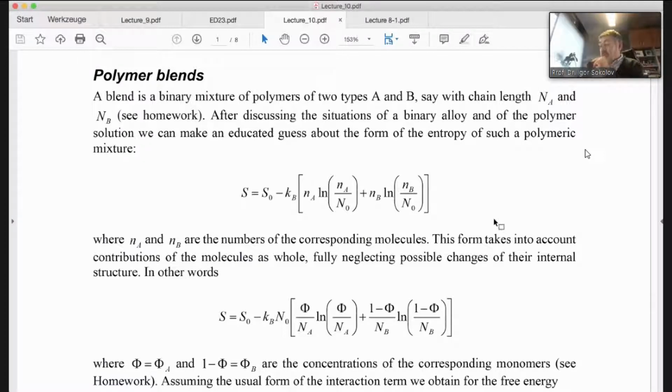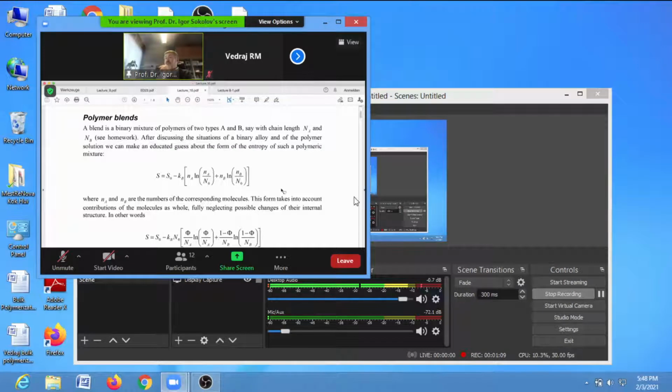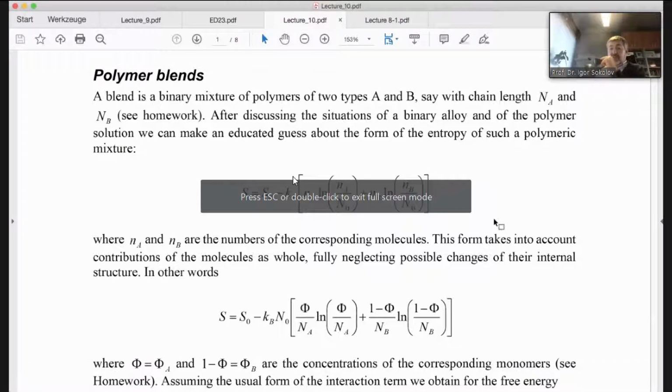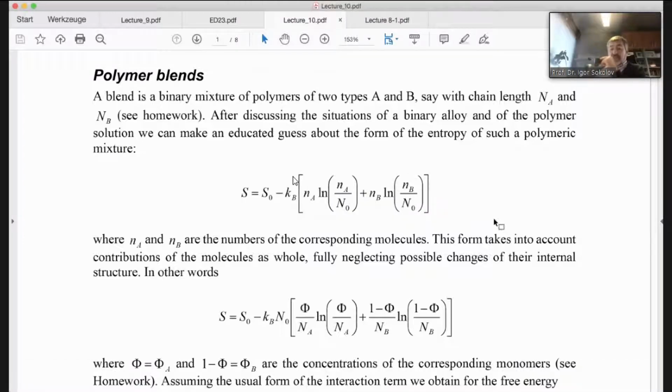If we know, and we learned how to do it, how to construct the entropy of a mixture of different objects, we can easily construct the entropy of a mixture of two polymers, one of which occupies the overall fraction phi of the sites, so having essentially concentration proportional to phi, and another one occupying the fraction 1 minus phi of the sites.